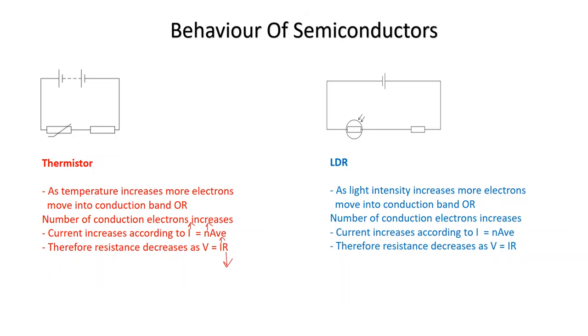Now let's look at an LDR. As light intensity increases, more electrons move into the conduction band. If you look at the two points, it's very similar to a thermistor as well. So now the number of conduction electrons increases, so current increases according to I equals nAvq. And exactly the same format, the only difference would be in a thermistor the trigger is temperature, and in an LDR the trigger is light intensity. Other than that, it's a carbon copy.